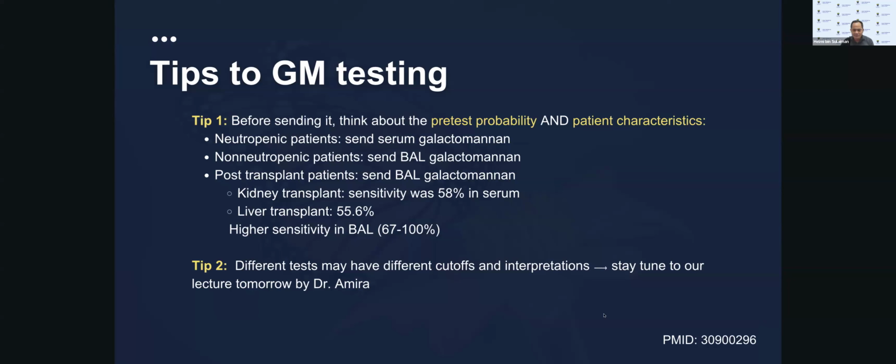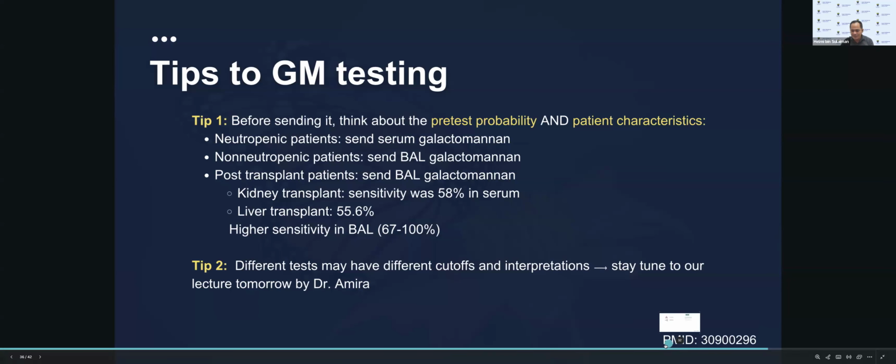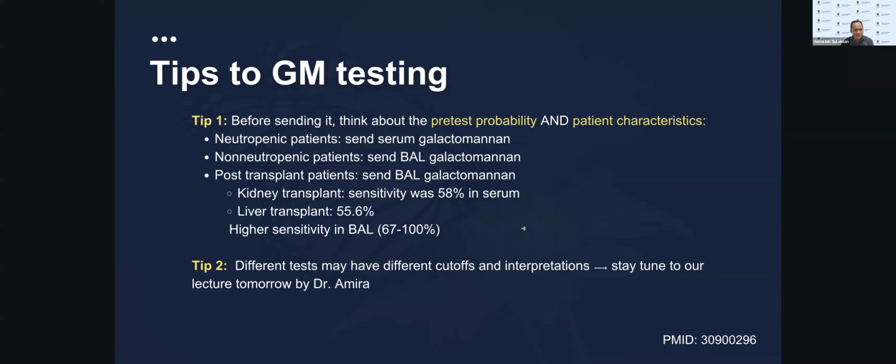Though when I actually look at this paper, which has this PMID, you can see that the sensitivity is 58% in kidney transplant and 55.6% for liver transplant, which is a bit higher than patients who are in ICU, which was about 13%, if you're talking about serum galactomannan. So maybe in the post-transplant patient, you can combine BAL galactomannan with serum galactomannan. But I'm taking this from the guideline that is there in the PMID.